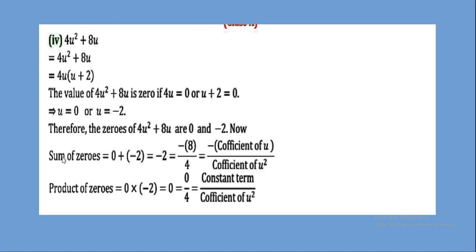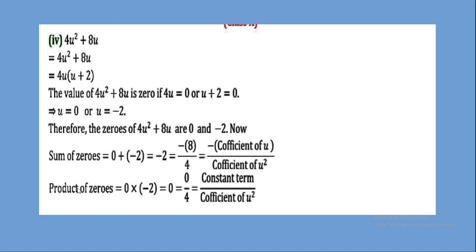For that, we take the sum of the zeros, 0 plus minus 2, which is equal to minus 2. This minus 2 can be written as minus of 8 by 4, that is, to make it in the form minus of coefficient of u by coefficient of u square. Minus 8 by 4 is also equal to minus 2, because here 8 is the coefficient of u and 4 is the coefficient of u square. Thus we can verify that the sum of these zeros is equal to minus of coefficient of u by coefficient of u square.